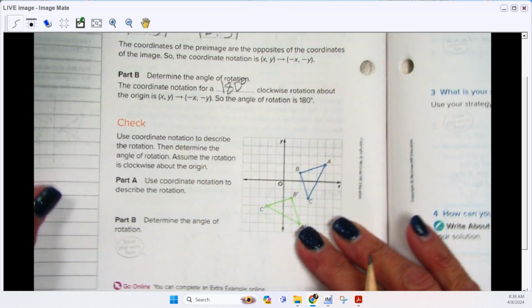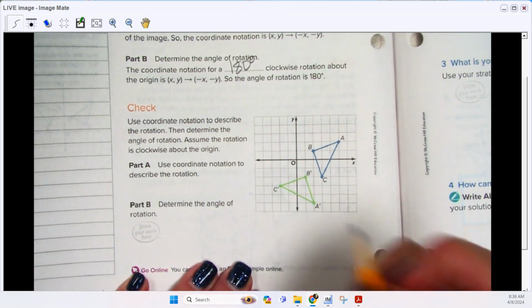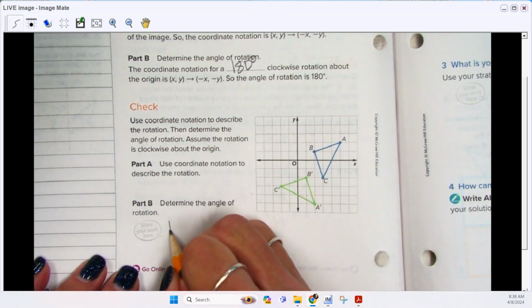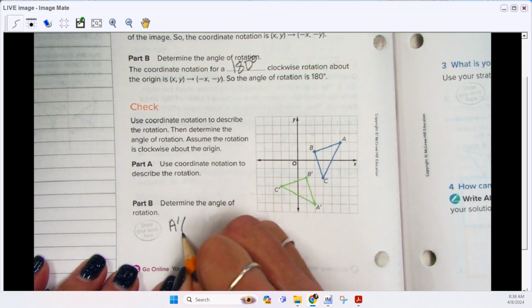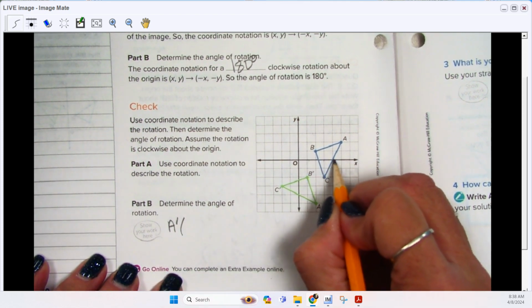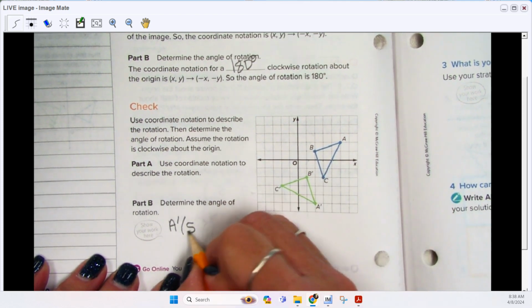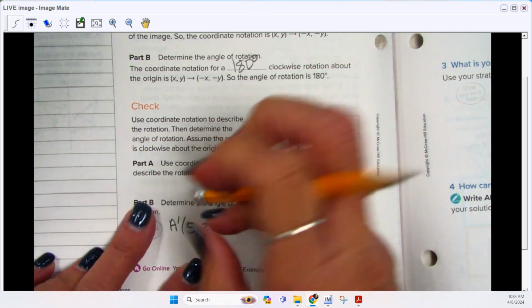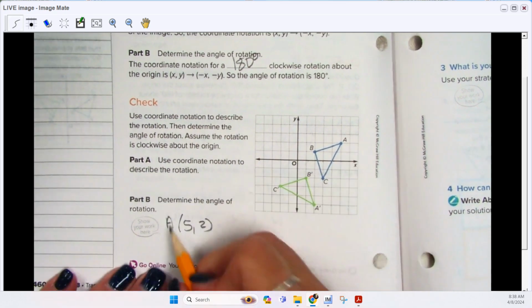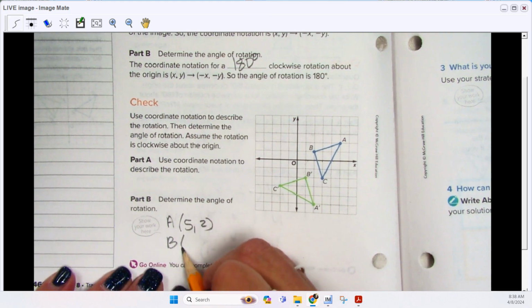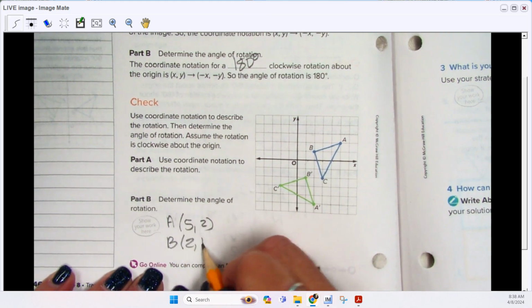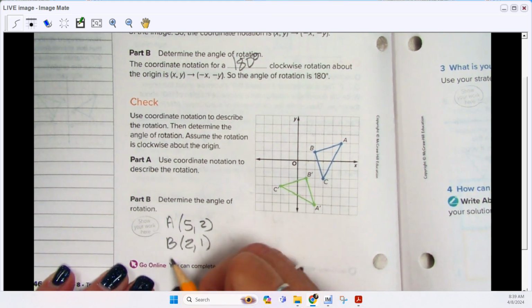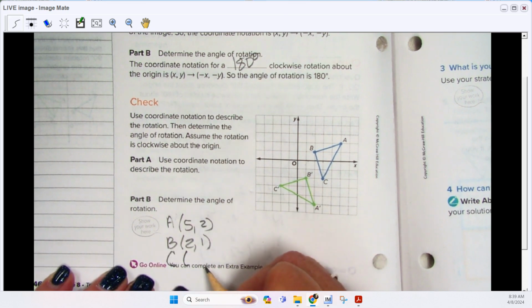Okay, so right here, we're going to do the same thing. So I'm going to look at A, which is at 1, 2, 3, 4, 5, 2. Oops, A, not A prime. I apologize. B is at 2, 1. C is at 3, negative 2.